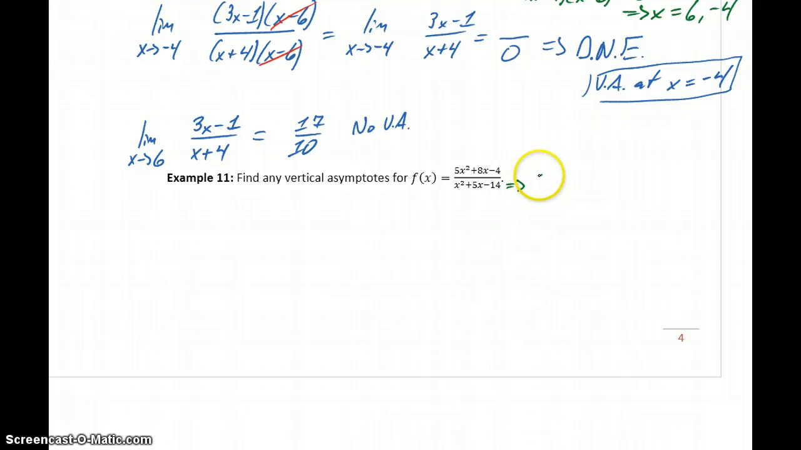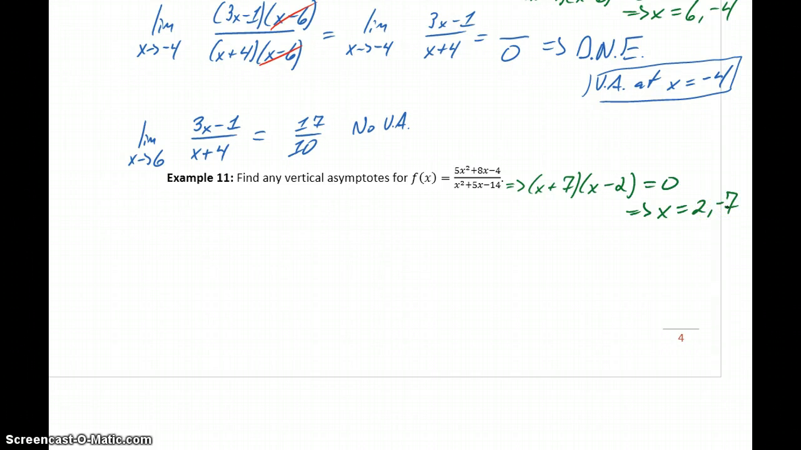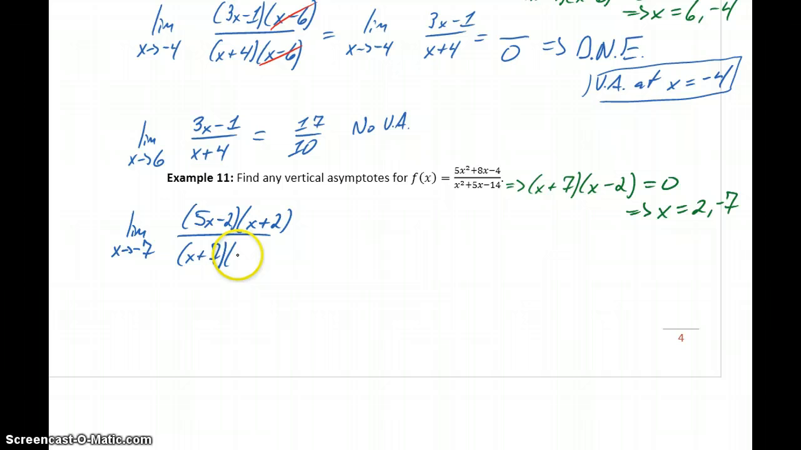And then in our last example, we'll proceed the same way. Factor the denominator to get x plus 7 times x plus 2, or I'm sorry, x minus 2. Setting that equal to 0 tells us that x equals 2 or negative 7 are our 2 points where the function's undefined that we need to consider. If we take the limit as x approaches negative 7, we factor the numerator as 5x minus 2 times x plus 2 over x plus 7 times x minus 2. In this case, factoring the numerator and denominator doesn't give us anything that will cancel. If we try to plug negative 7 into the denominator, we would get 0 in the denominator. So this limit does not exist, which means that there is a vertical asymptote at x equals negative 7.